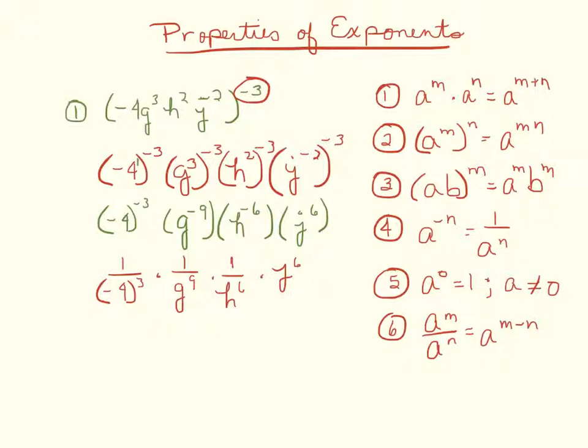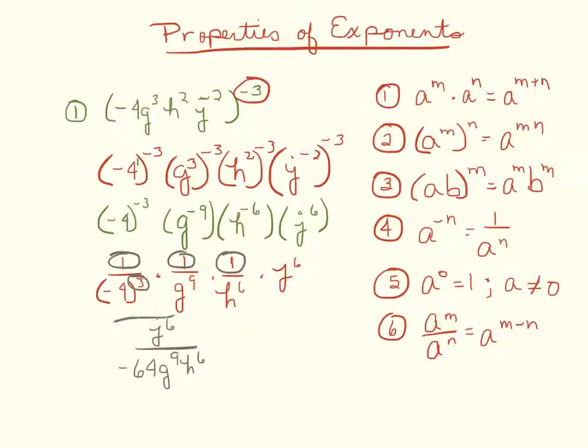Okay, now I'm just going to multiply straight across on top. I got 1 times 1 times 1 times J to the 6. On the bottom I'm going to cube that negative 4 and get negative 64, G to the 9th, H to the 6th.